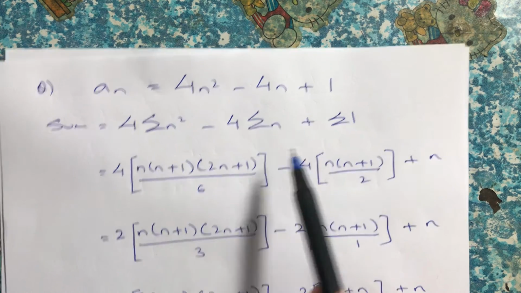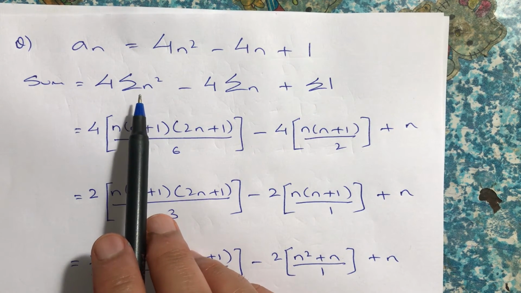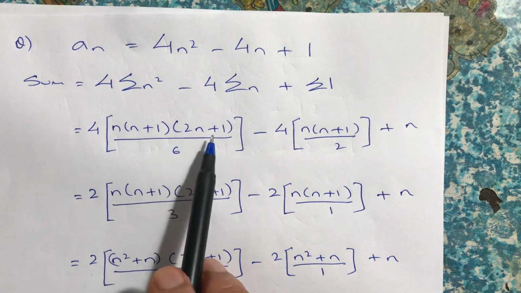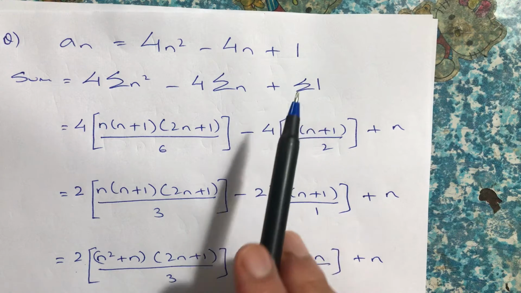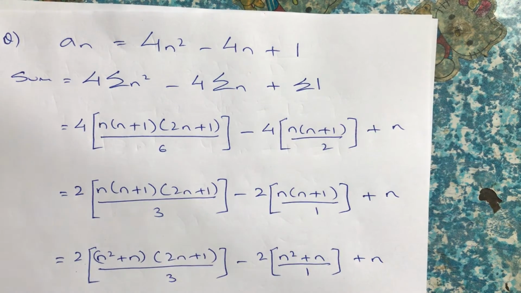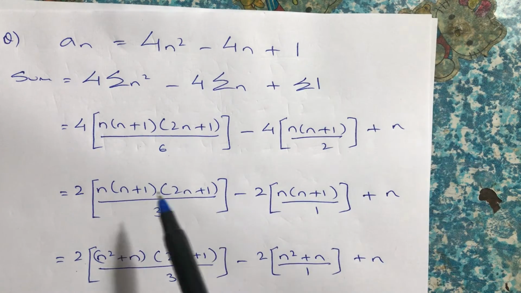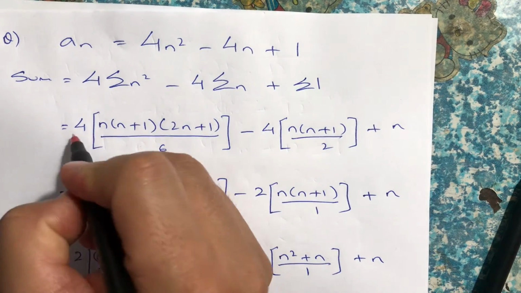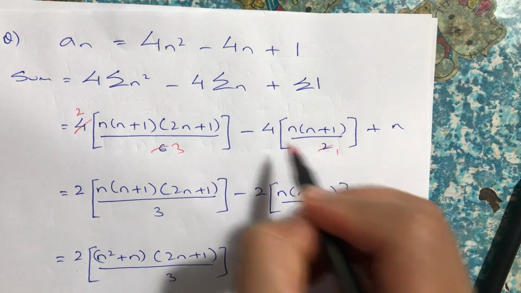Now this is sigma n square, and we already know the formula for it: n plus 1, 2n plus 1 divided by 6. Sigma n has this formula, and sigma 1 we already said is equal to n. So we write n. Now I can do 2 2s are 4, 2 3s are 6. Over here also I can do 2 1s are 2, 2 2s are 4.